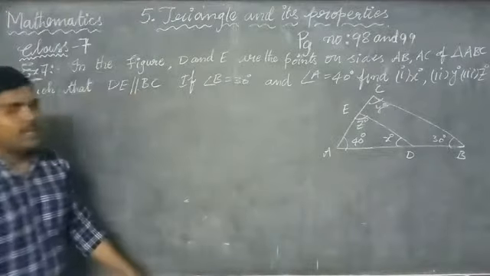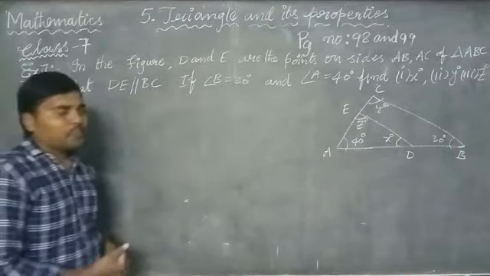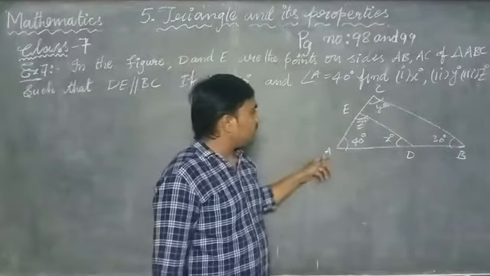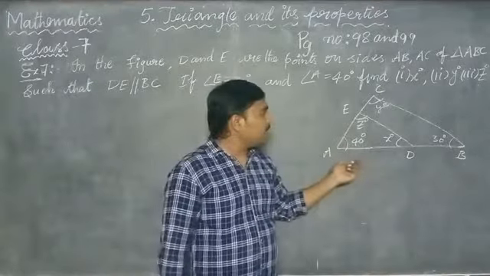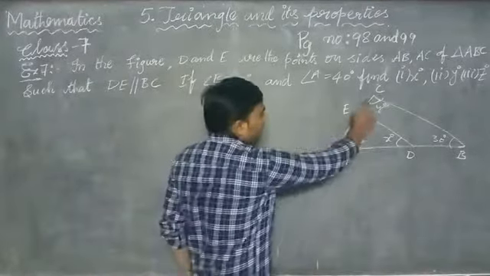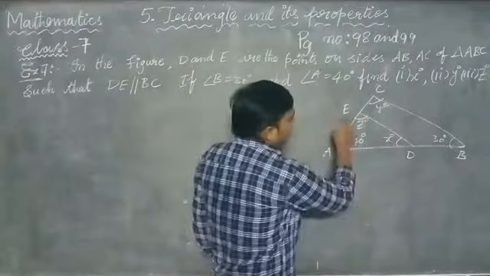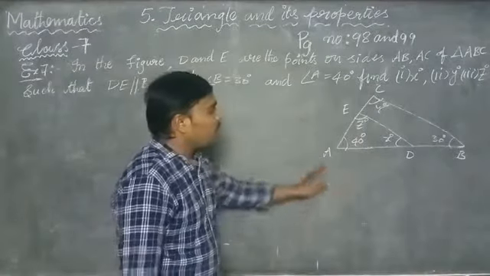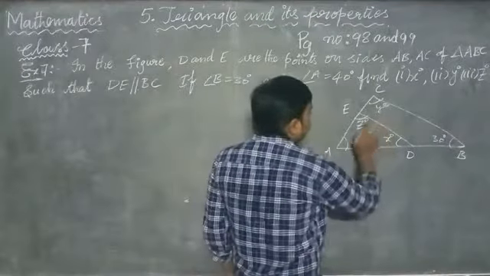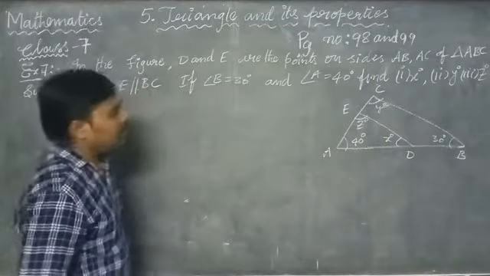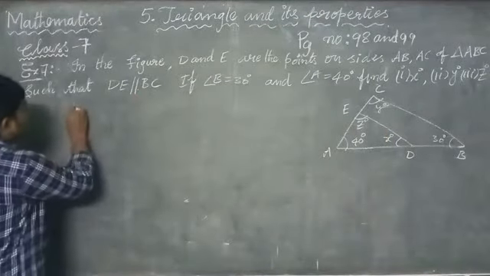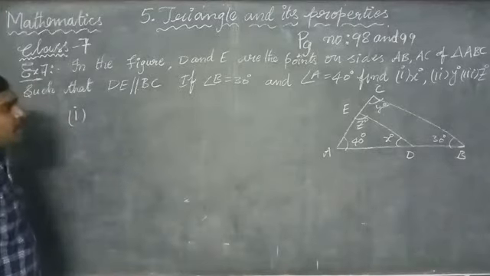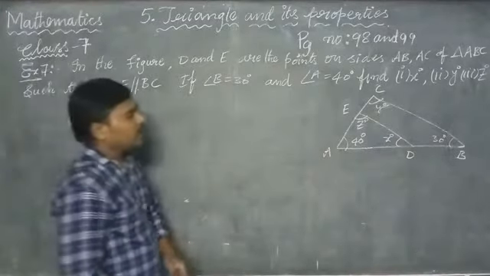In this problem they have given one figure. In this figure, E and D are points on the sides AC and AB. Here DE is parallel to BC. Now we have to find x, y and z degrees in the given triangle. The first problem is, how to find the x degrees?